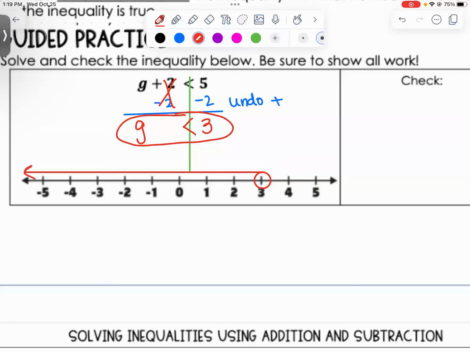Check. So I'm not gonna make you officially check, okay? But what if we picked a number less than 3? Peyton, give me a number less than 3. Okay, 1 is less than 3. So if I come back up here and I plug in 1, is 1 plus 2 less than 5? Yeah, okay, so that's good. So that works. And we can pick a couple more solutions to check them just to make sure.